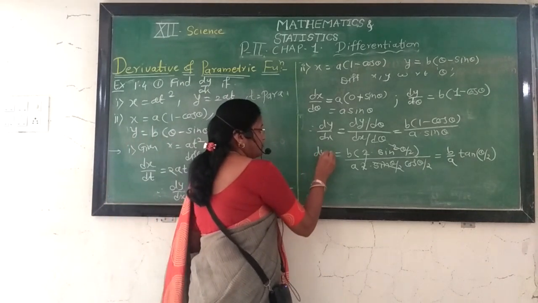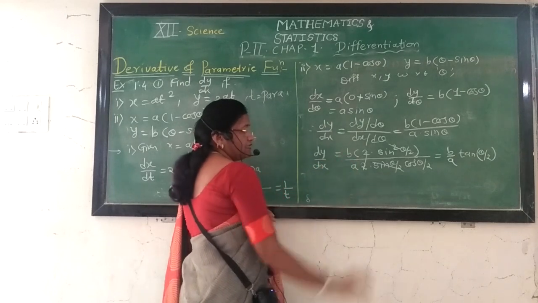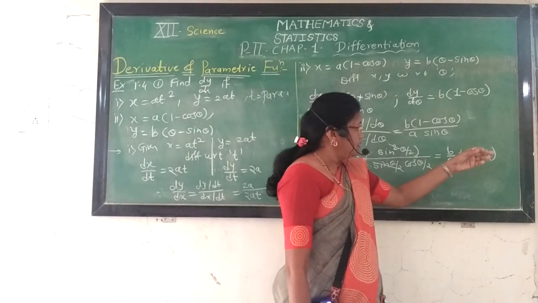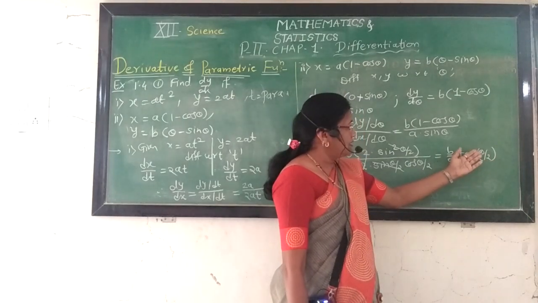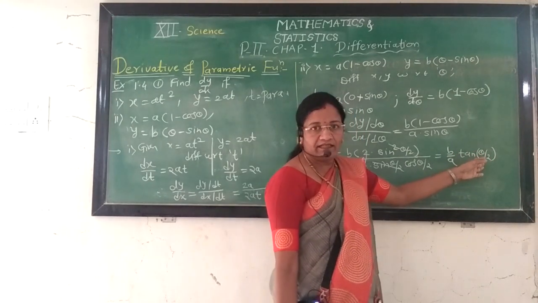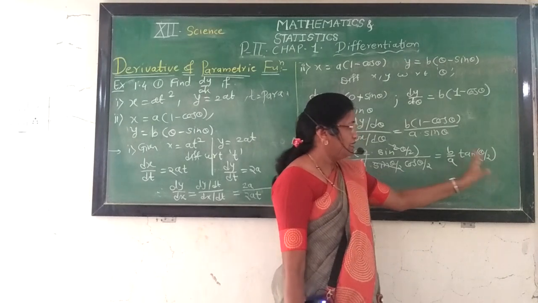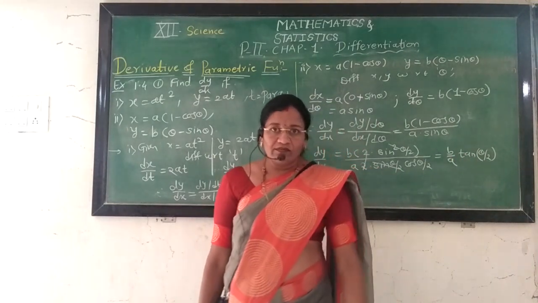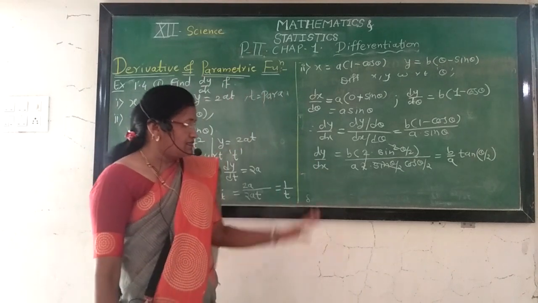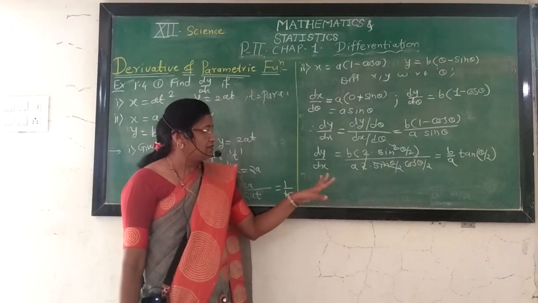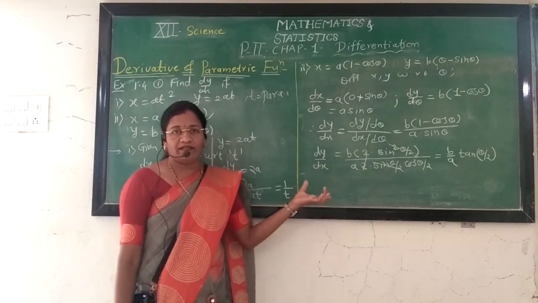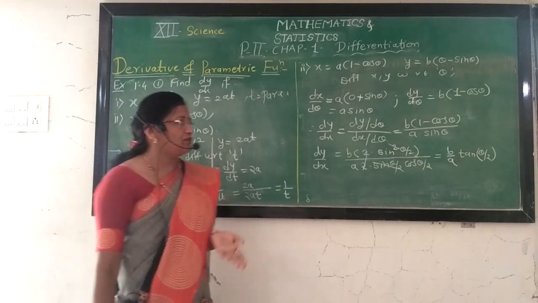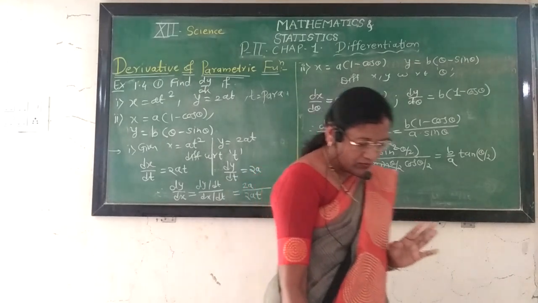Suppose you have to find this value and some value of theta is given. Suppose theta is pi by 2. Pi by 2 means 90 degrees, and half of that is 45, so tan 45 is 1. That value becomes only b upon a. So the second question of this exercise is of this type, to find the value of dy by dx at given values of the parameters. These values of the parameters are provided to you.